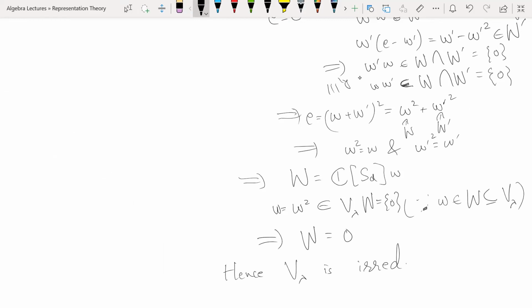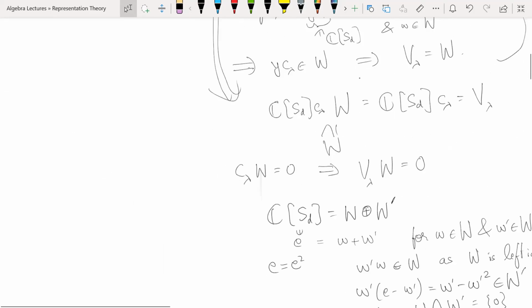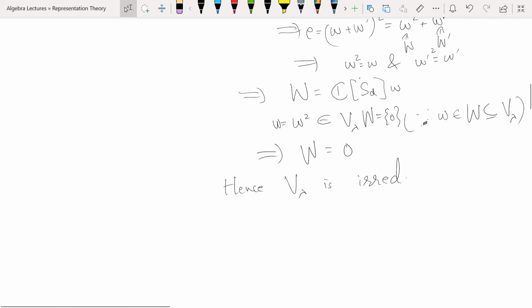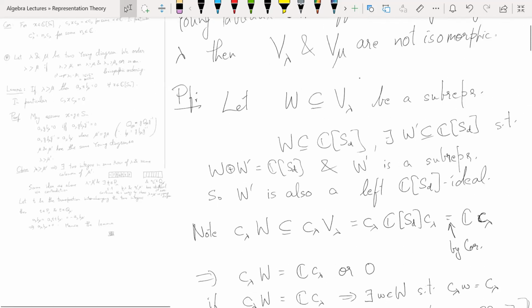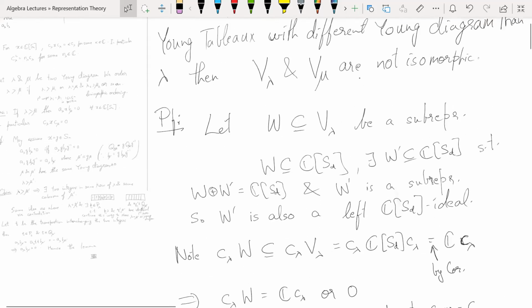Okay, so we have shown that there are two cases. C lambda times W is either C times C lambda or it's 0. If it's C times C lambda, then W happens to be equal to V lambda, and if it is 0, then W happens to be 0. So that is what it says, that V lambda is irreducible.